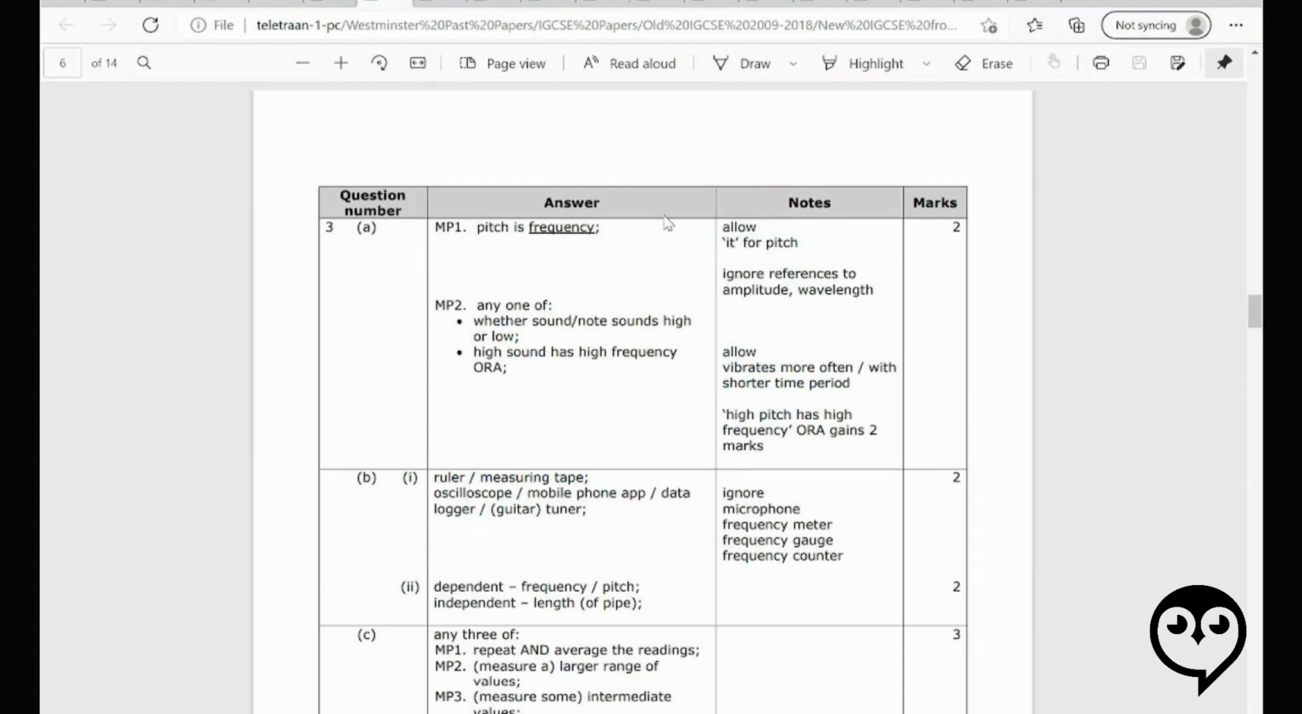Okay, so pitch is frequency, yes, and whether the note sounds high or low, that's what I had said, yeah. I'm a quick learner.